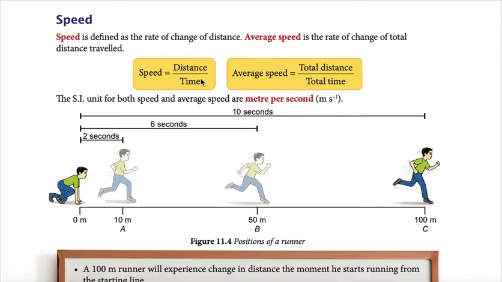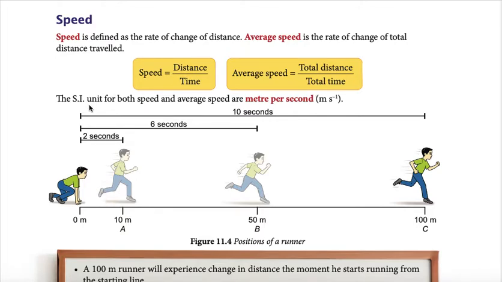In the meanwhile, the average speed is defined as the rate of change of total distance traveled. The difference between the speed and the average speed, we added a total distance and a total time here. So if you want to calculate the speed only, no need to involve the total distance or total time. Tetapi jika ingin kira laju purata, perlulah libatkan total distance and the total time.